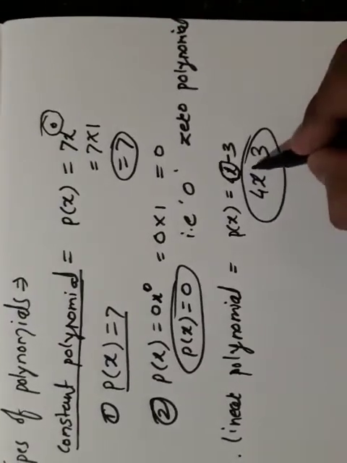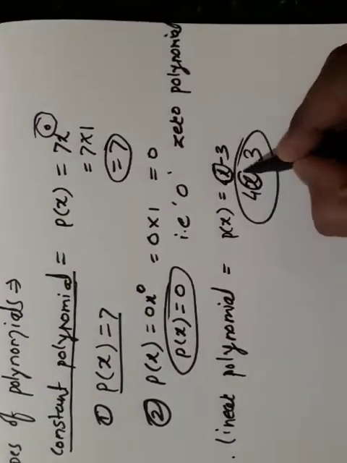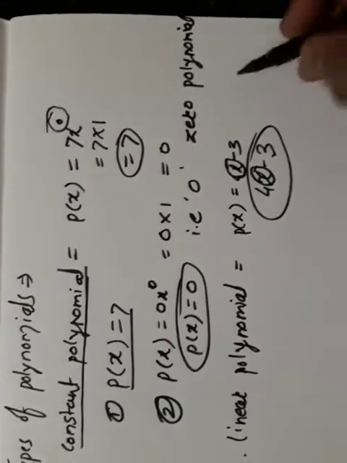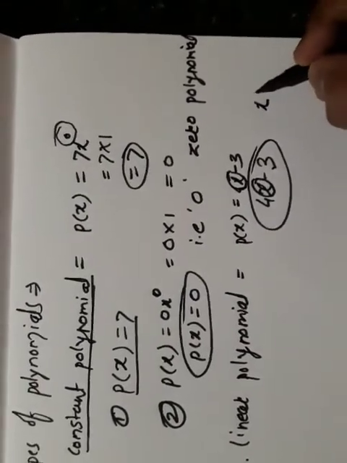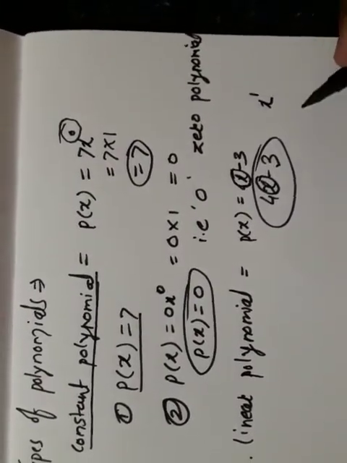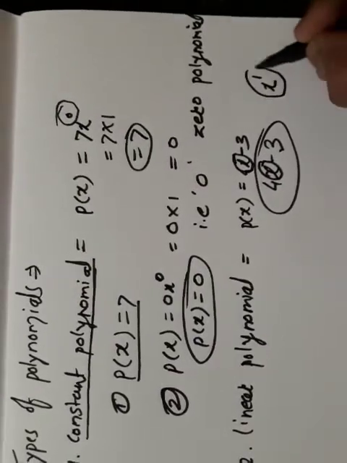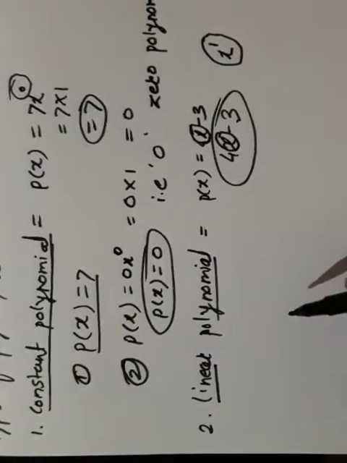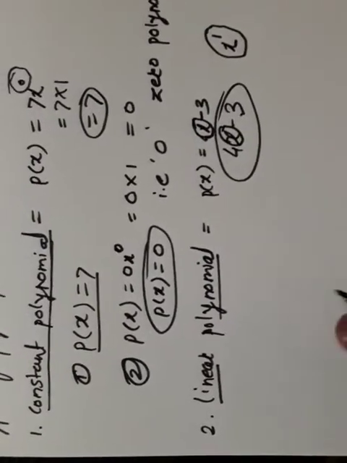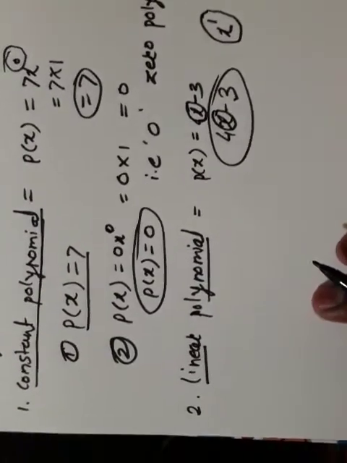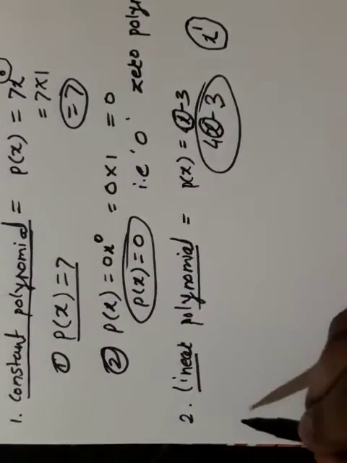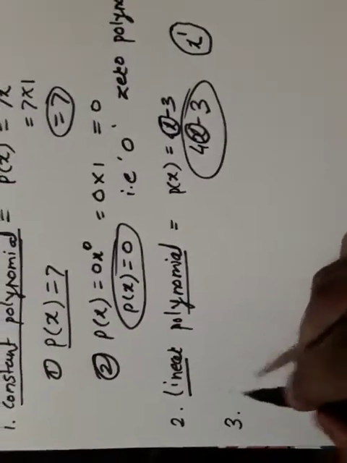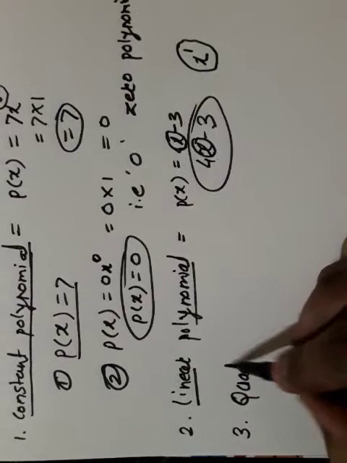If you see here, what is the degree of this variable x? If you observe carefully, the variable is x, and its degree is 1. When the degree of the variable is 1, that polynomial is known as a linear polynomial. Do you understand? Next, what is a quadratic polynomial?